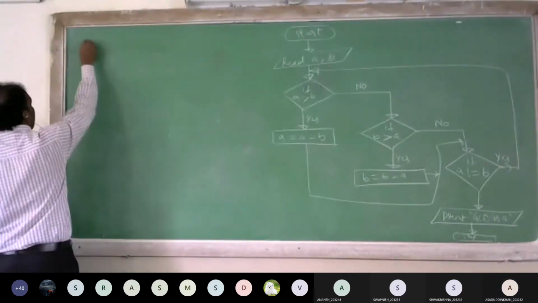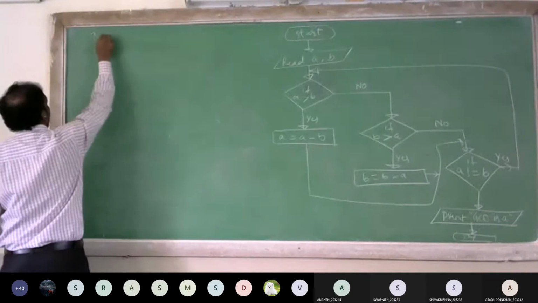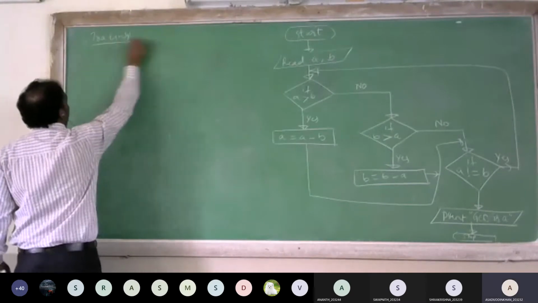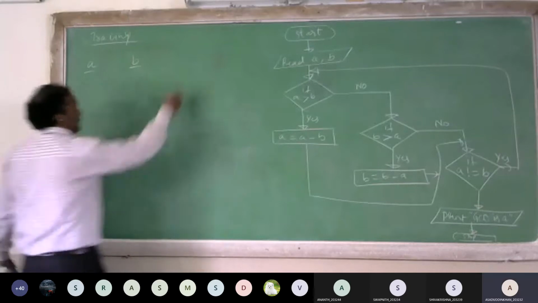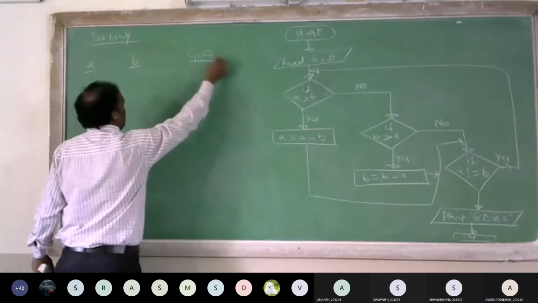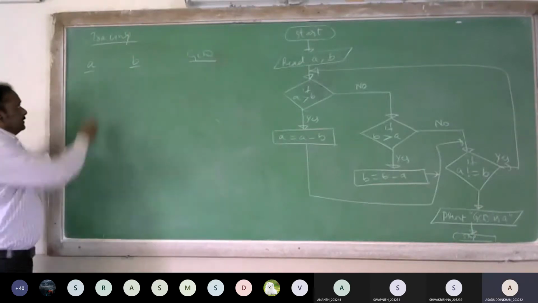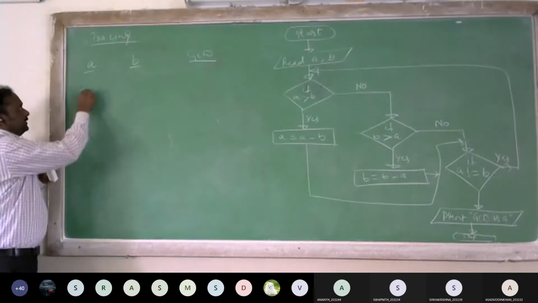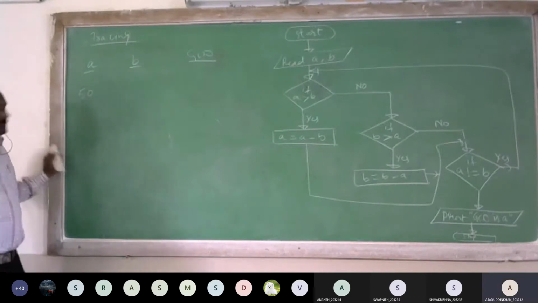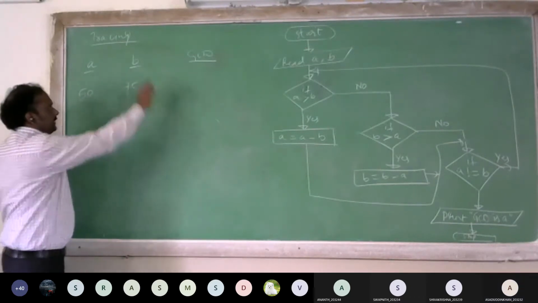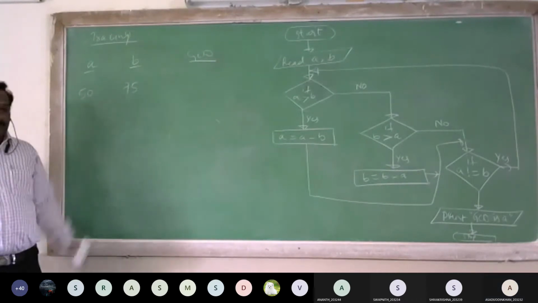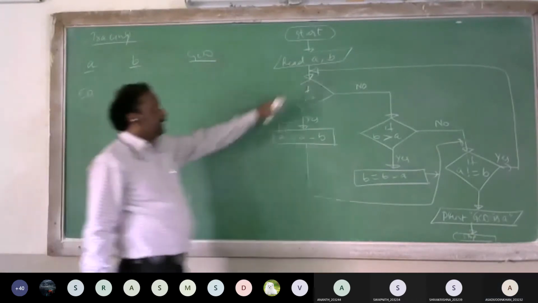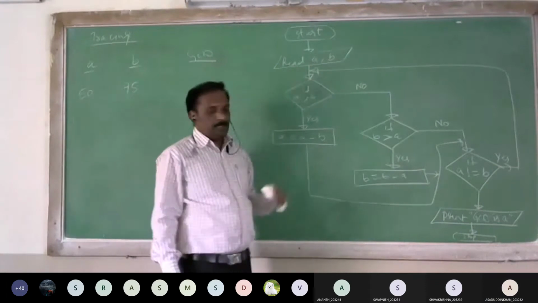Now, tracing. Now I am having A and B, two input values, and GCD to print. Say that A is 50, B is 75. Now, read A comma B. A is 50, B is 75.